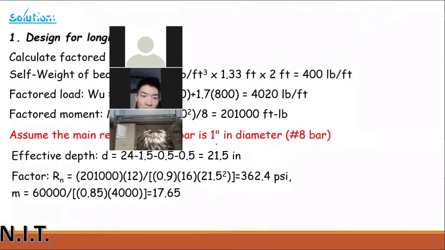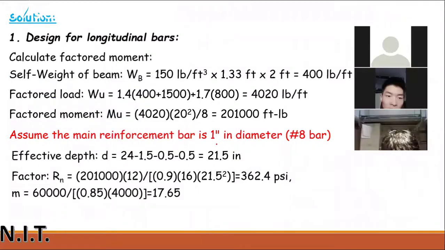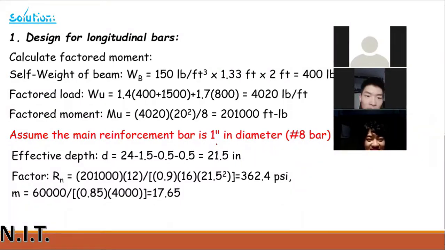Let's move towards the solution. The first part is we need to design the longitudinal bars or flexural reinforcement.